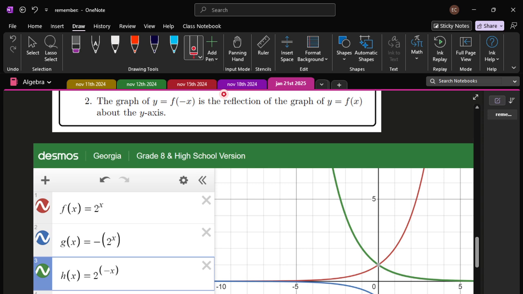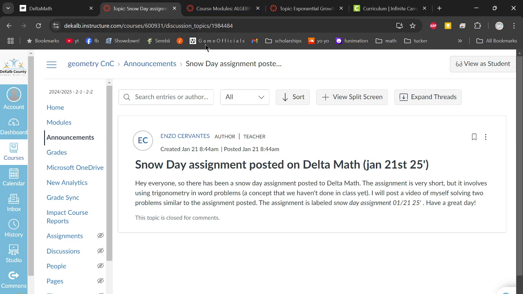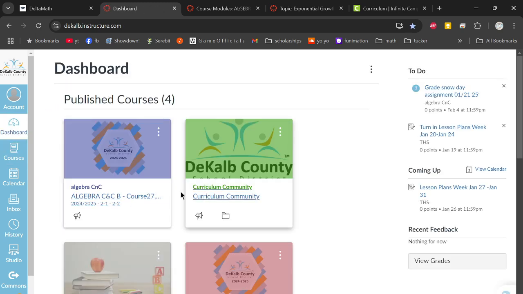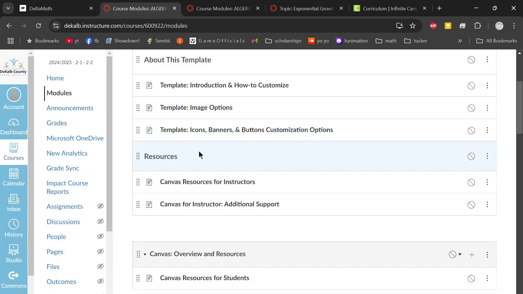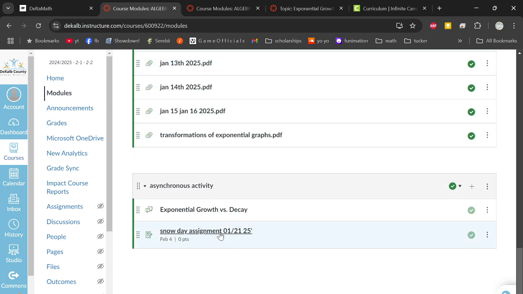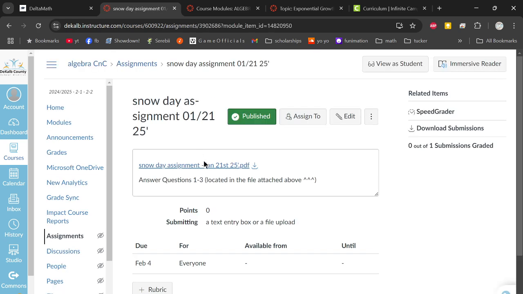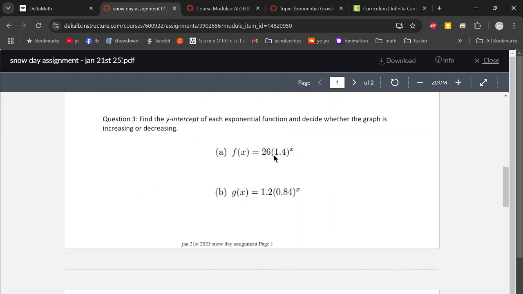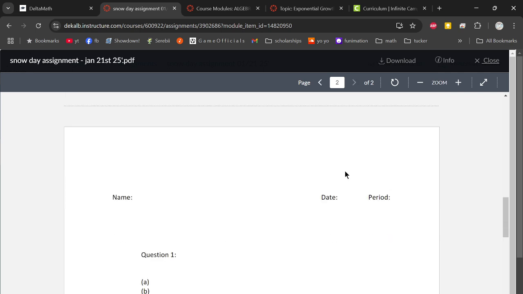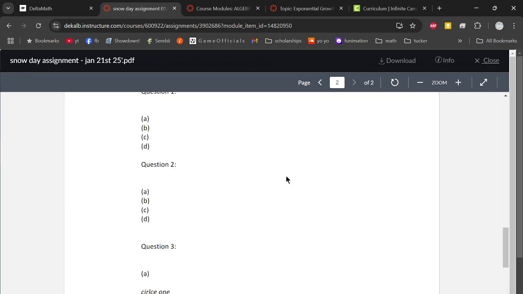And yeah, using these notes in this little mini lecture, just complete those 3 little questions that I have in modules, and I'll show you where it is real quick just in case. It's going to be in modules, and then snow day assignment, and here's the list, and here's the PDF right here. So just complete these 3 questions, and that's all I'm asking for today. I also have the format right here just in case you're confused as to what to answer.